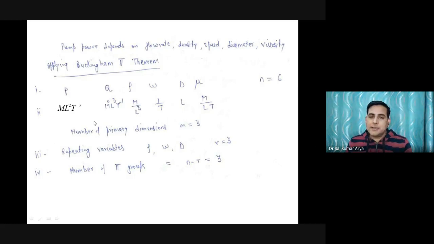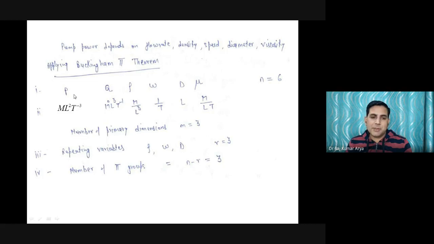Now write all the primary dimensions. All means all of you; at least I want you to practice here. So you can write the dimension of the pressure. So pressure is this ML square T minus 3. Is it correct?